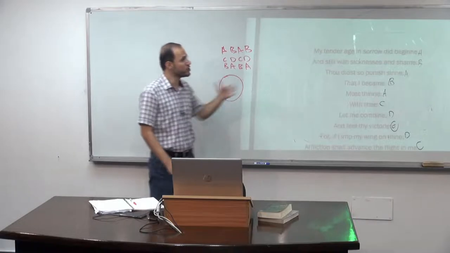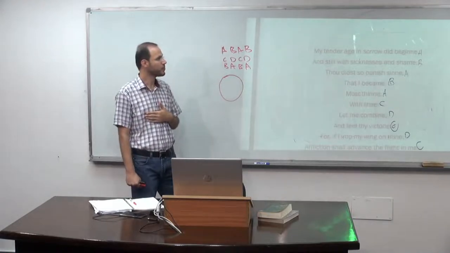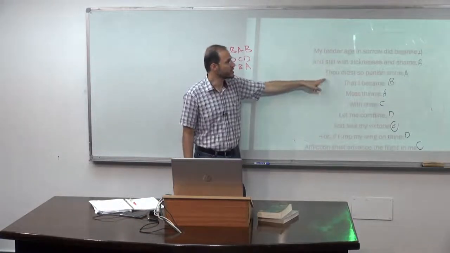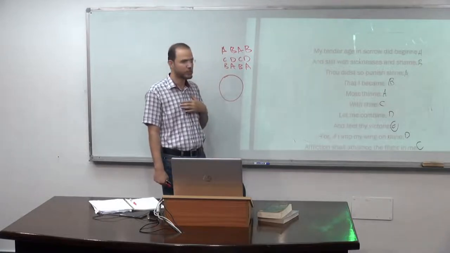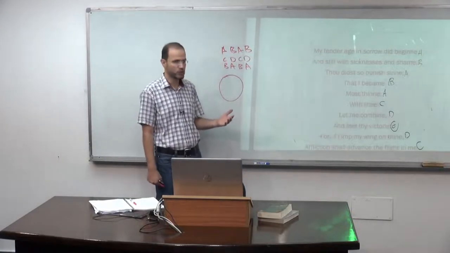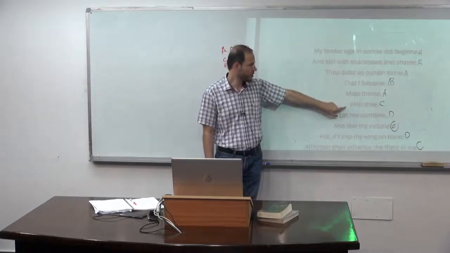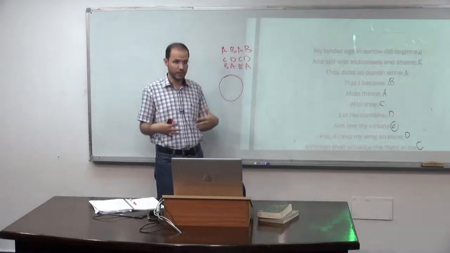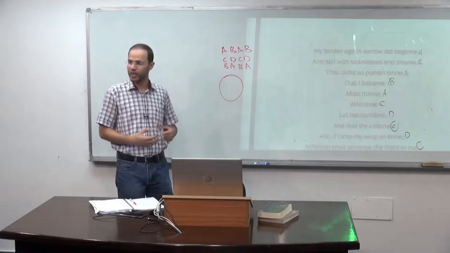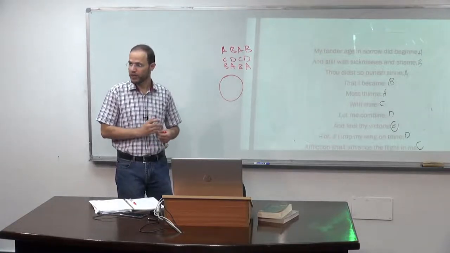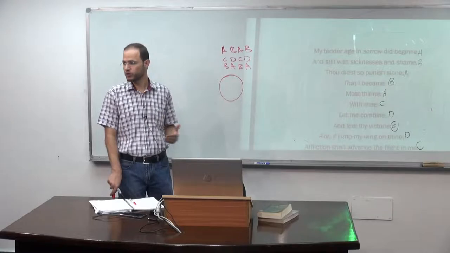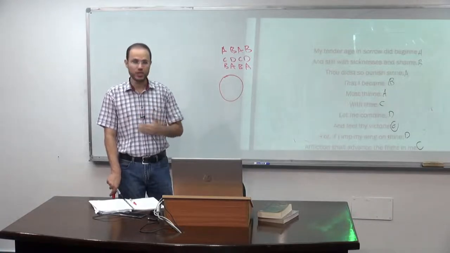And he's saying again, my tender age in sorrow did begin. There's a lot of sorrow in our lives, especially when we don't know God. And still with sickness and shame, thou didst so punish sin, that I became most thin. I suffered the most, most poor, most thin. With thee, however, when you punish me, God, I know that you're doing this for my own good. You punish me so I change, so I go back to you. The suffering I experience is not because you hate me or because you enjoy torturing me. It's because you love me, because it takes me back to you.